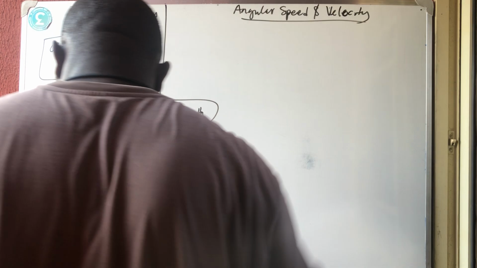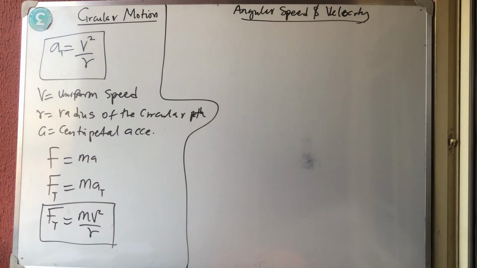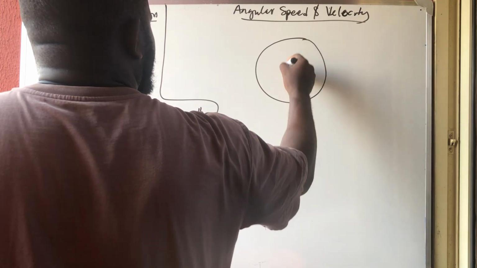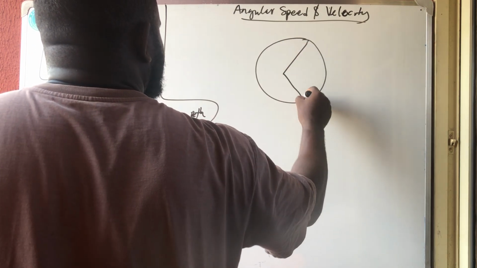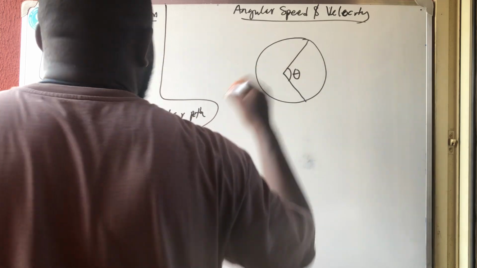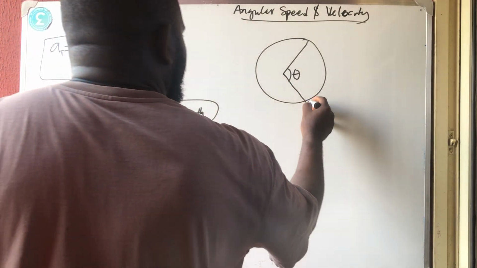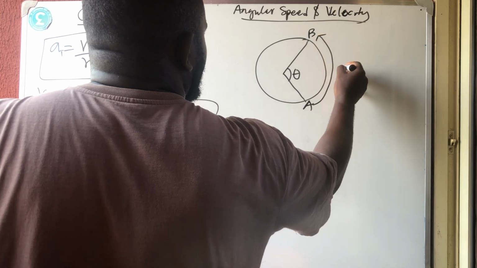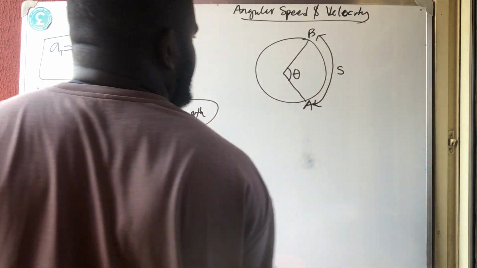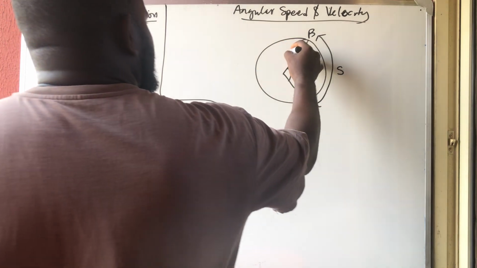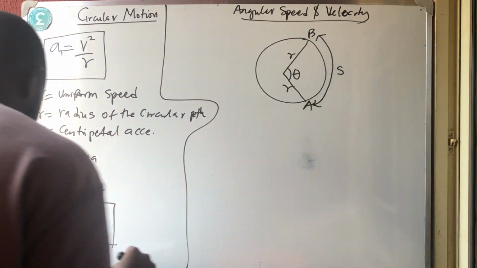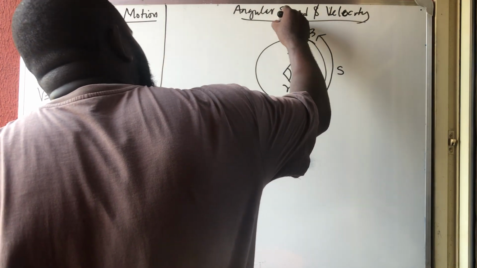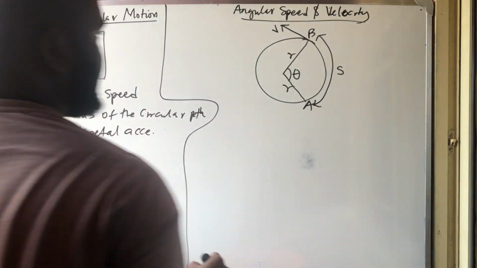Okay, angular speed and velocity. Now if I have a circle like this, that makes an arc. This is theta, the angle of the arc. Now from A to B, the distance from A to B is called the length of the arc. We are aware of it. This is the radius, okay? And don't forget that the velocity acts on the tangent. This is where the velocity acts, okay?